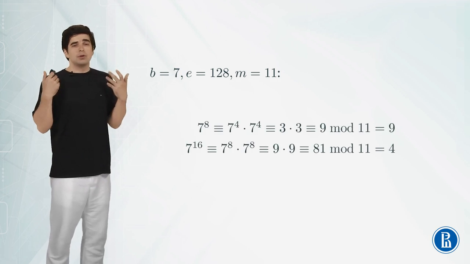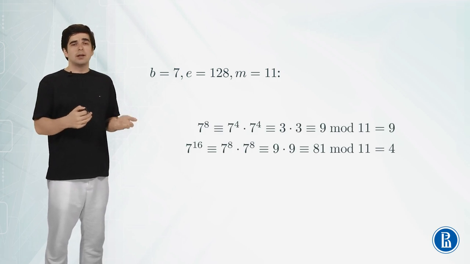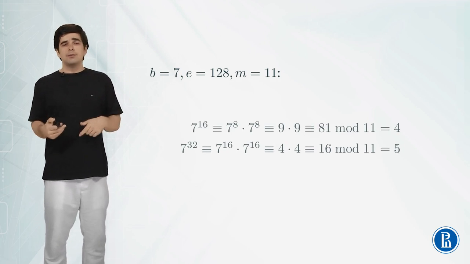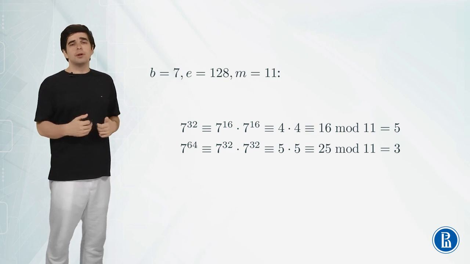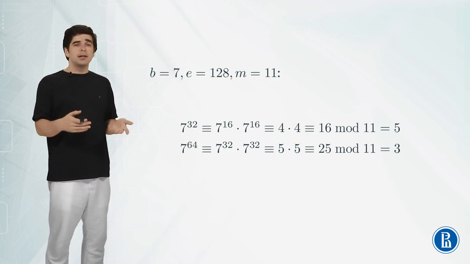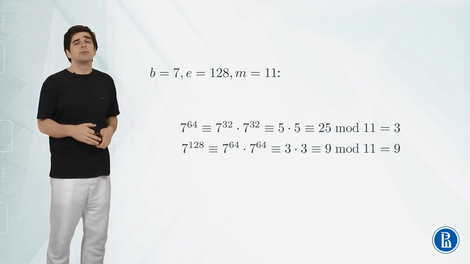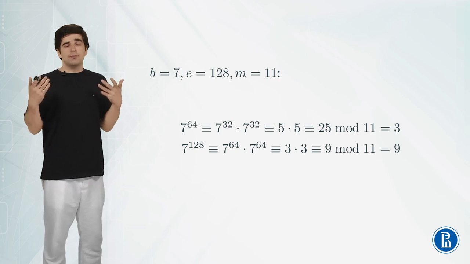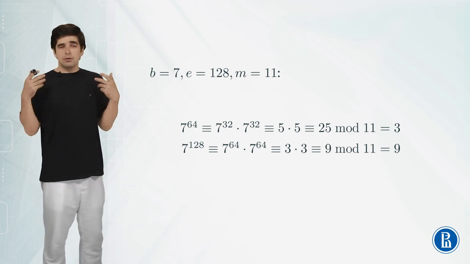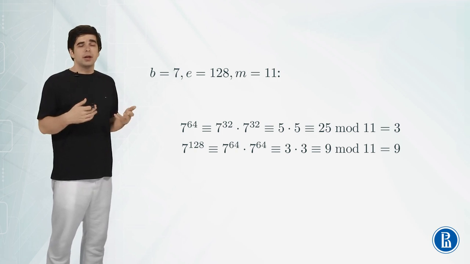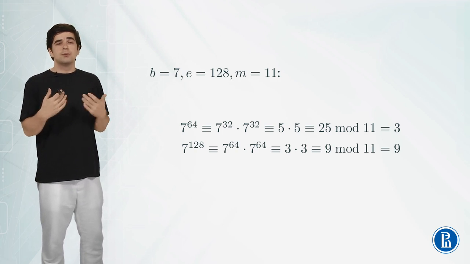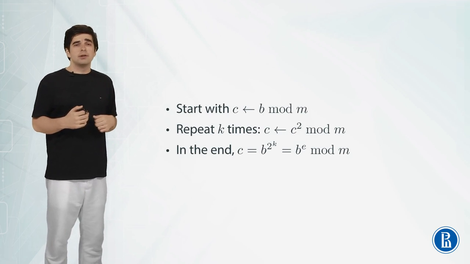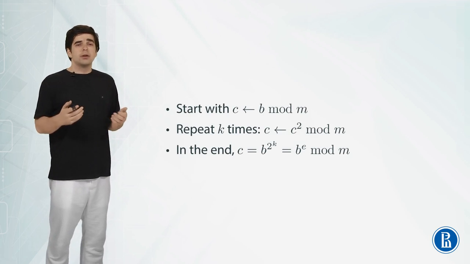And again, we're going to compute 7 to the power of 16 by squaring 9 and get 4. Compute 7 to the 32 by squaring 4 and get 5. Then 7 to the 64 by squaring 5 and get 3. And then finally 7 to the 128 by squaring 3 and getting 9. So actually we made just 7 multiplications to compute 7 to the power of 128 instead of 128 multiplications. That's a significant improvement. And in the general case, the algorithm looks like the following.